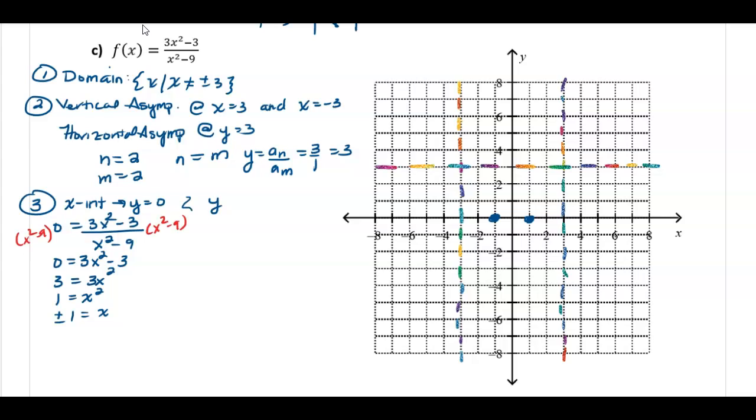Y-intercept says let x equal 0. So y equals negative 3 over negative 9, which is 1/3. So really, not that much higher. If here's 1, 1/3 would be right about here. Now automatically, we can already kind of see the shape that the middle interval is going to be taking. So we have 3 intervals to test this time.